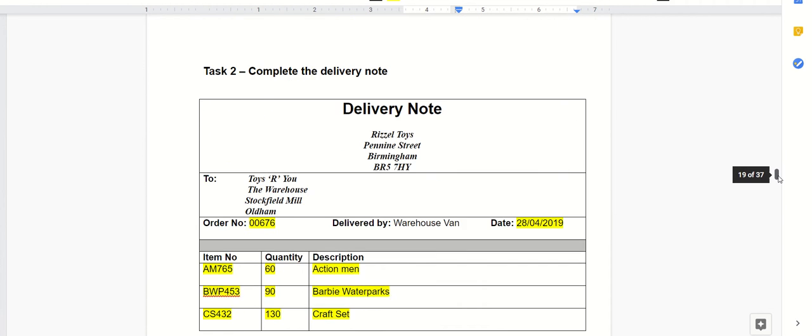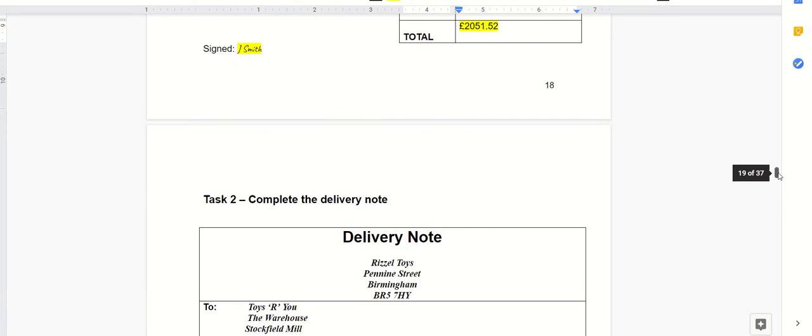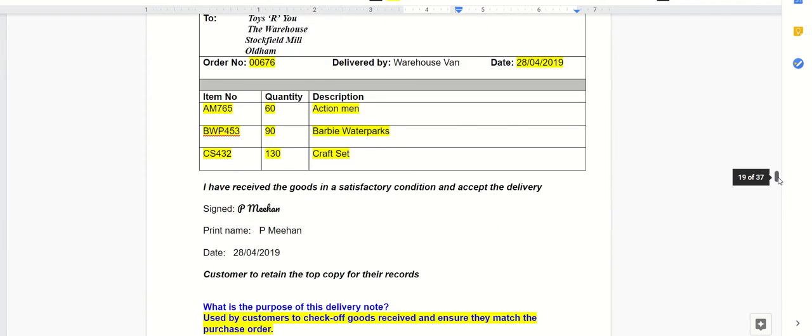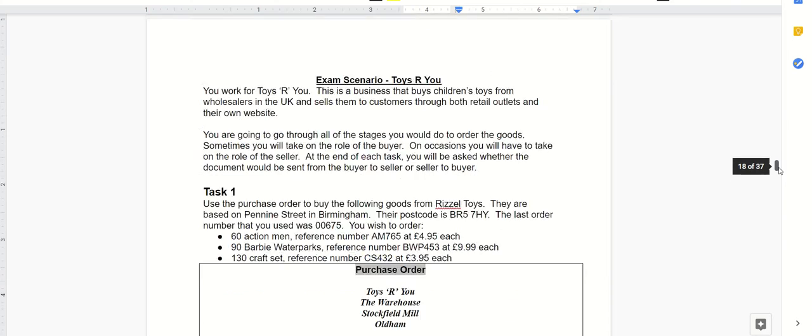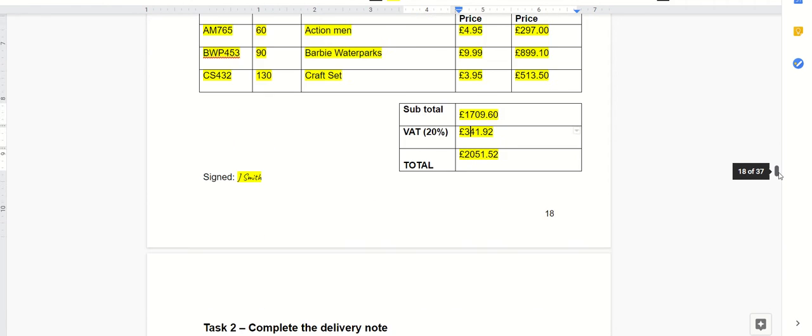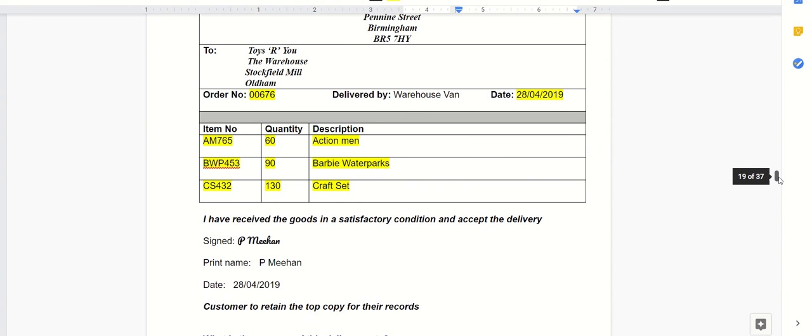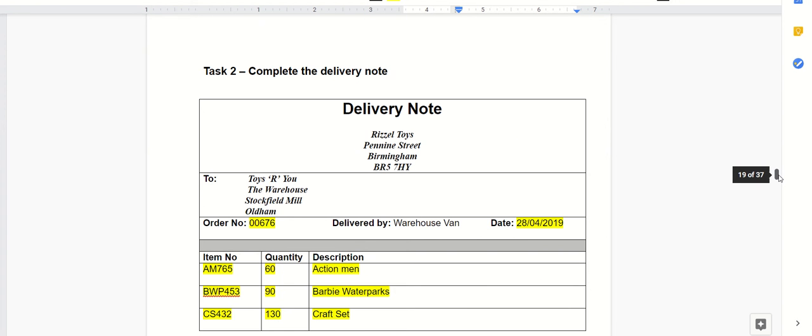The next thing is a delivery note, which is even simpler. So we're just going to write. This is coming from Rizzle now. Obviously the purchase order was sent from Toys R You to Rizzle, asking for these products. And then Rizzle Toys have now delivered. So this is from them.